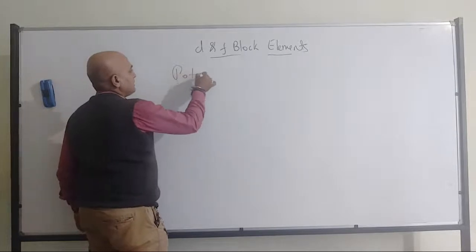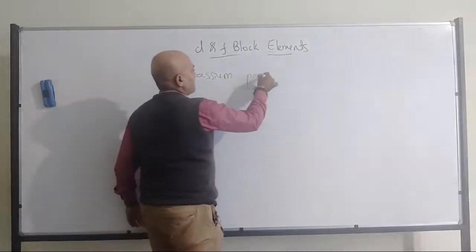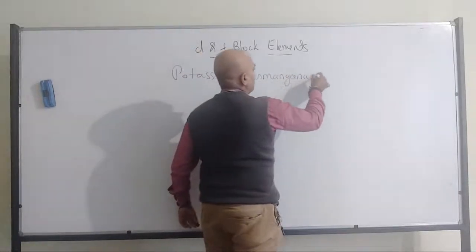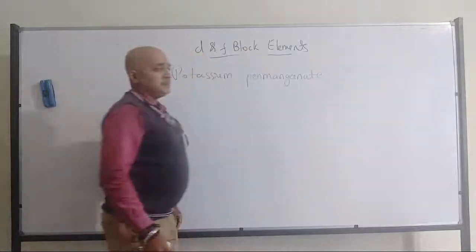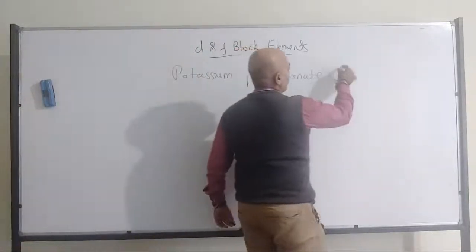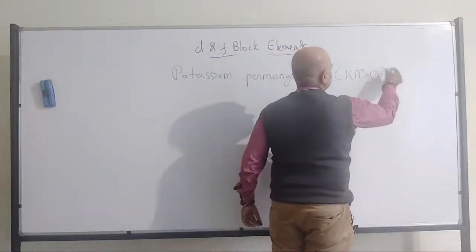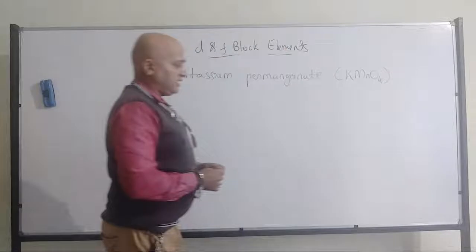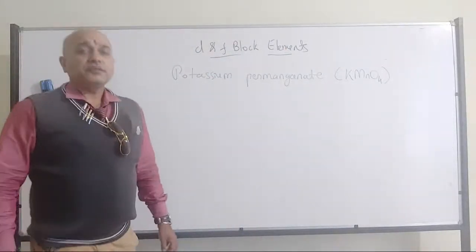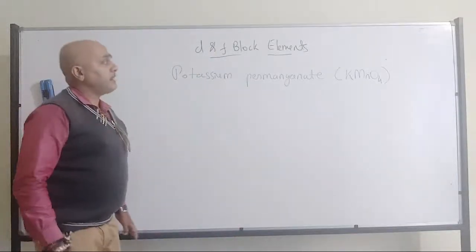That is potassium permanganate. Okay? So what should be the molecular formula? KMnO4. This one you are going to use in your laboratory titration. Okay? So for titration they will ask this one, potassium permanganate.